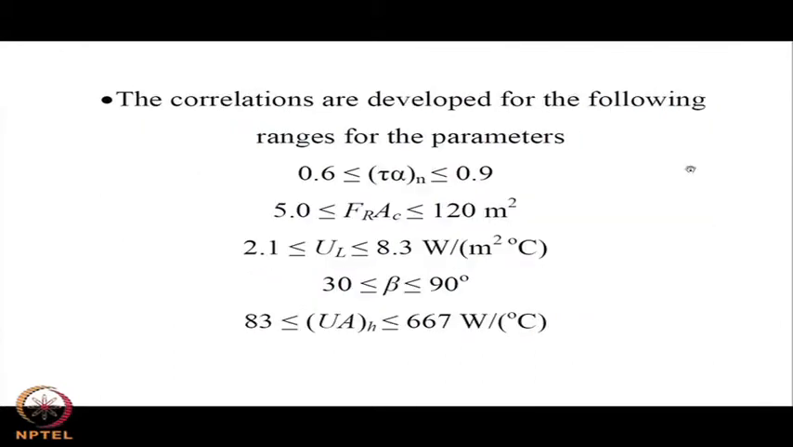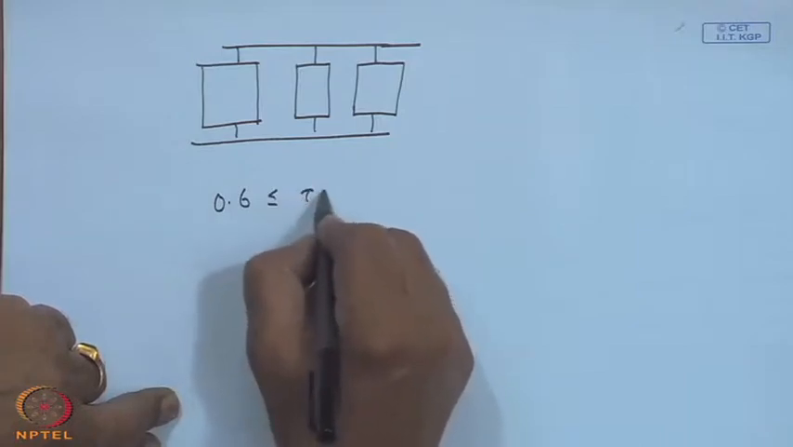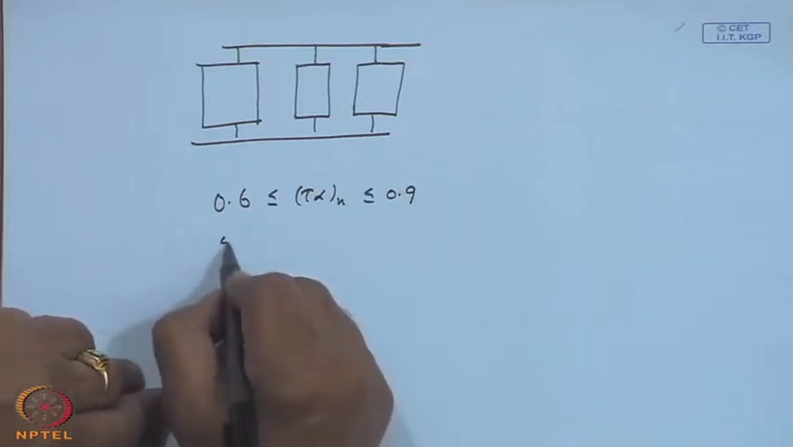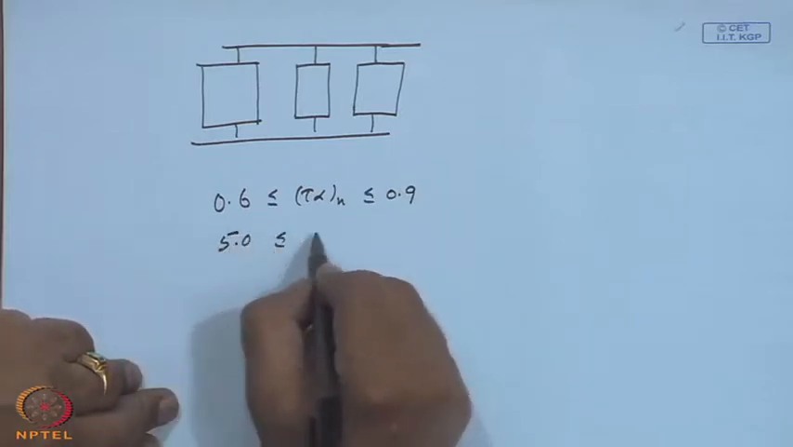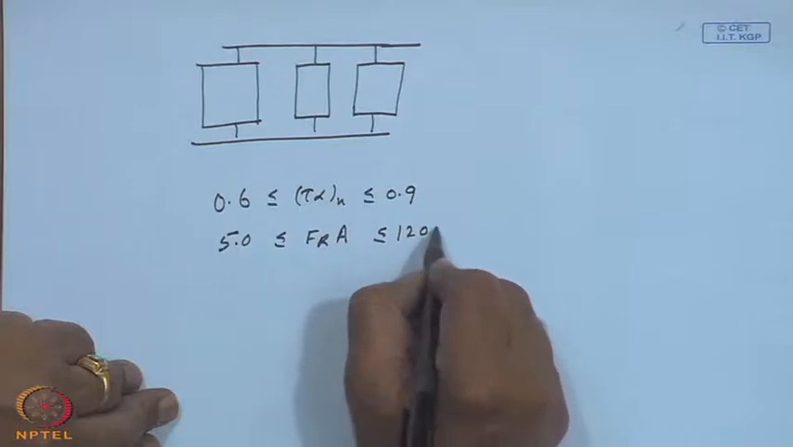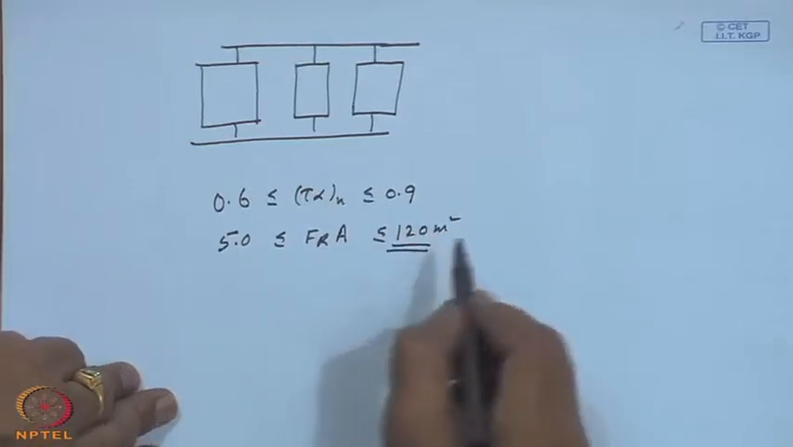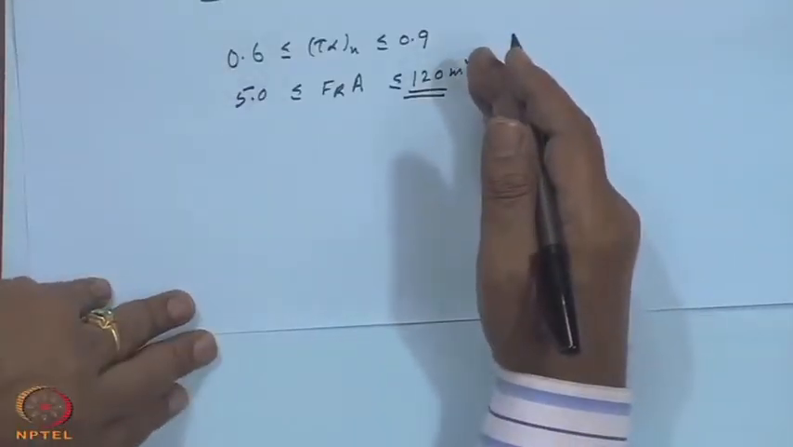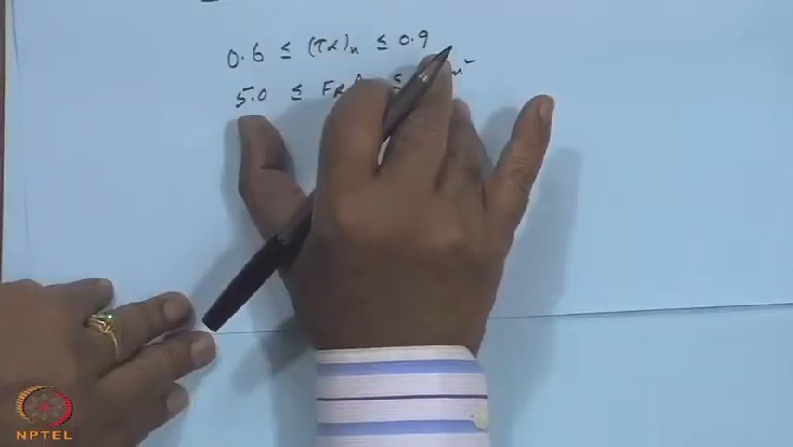And this is the wide range for which the simulations have been developed, based upon which the correlations have been formulated. First, the material property, tau alpha normal, 0.6 to 0.9, and F R A, the product of heat removal factor and the area of the collector, up to 120 meter square. So, this appears to be somewhat lower, but possibly, assuming linearity, one can go for a higher range also. Strictly speaking, they are expected to give acceptable results when they are applied in the ranges that we are specifying.